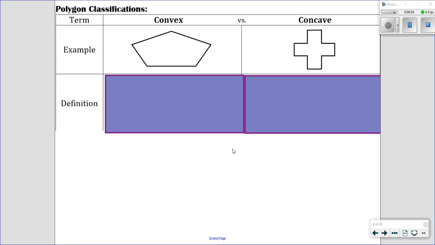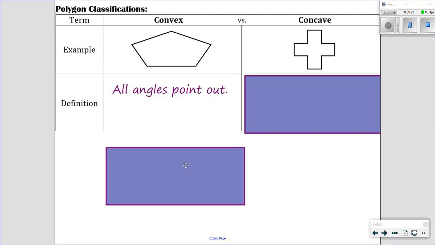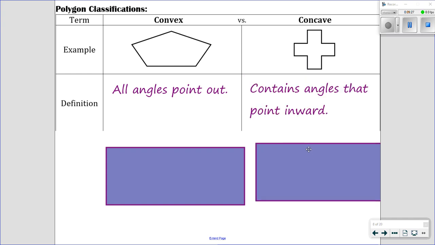Alright, so we learned about the characteristics of a polygon. We're going to classify them. First classification is: is it convex or concave? When it's convex, all angles point out. When it's concave, it contains angles that point inward.